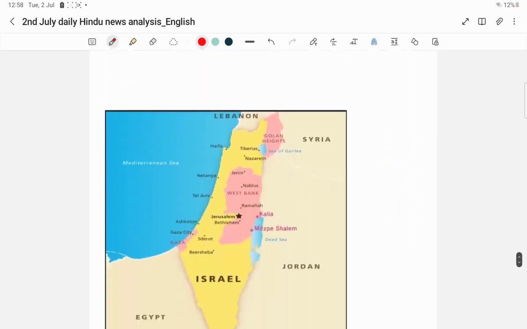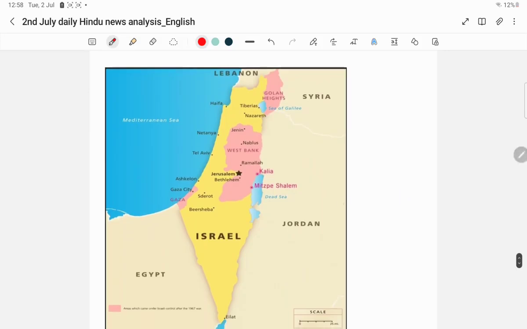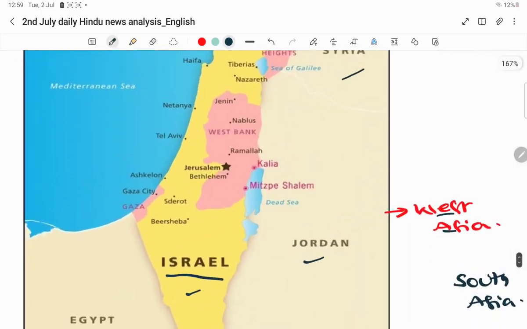If we go to the map pointing, this is the map for West Asia. Okay friends, we are actually in South Asia, and this map is of West Asia. The countries involved here are Israel, Jordan, Syria, Lebanon, etc. Now the characters for today's article are, one is Israel and the second one, if you see this one, is Gaza.